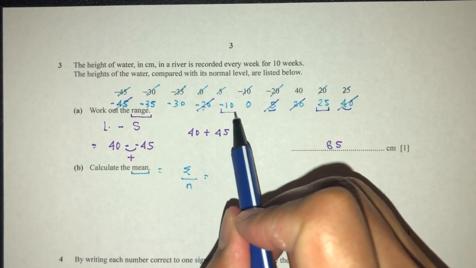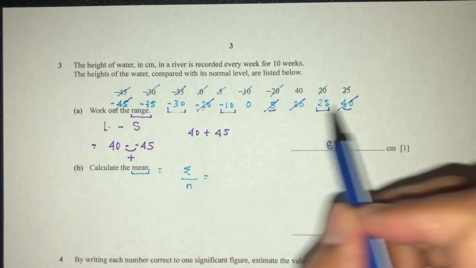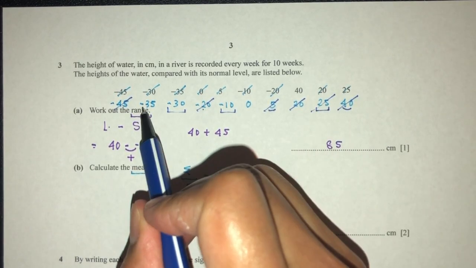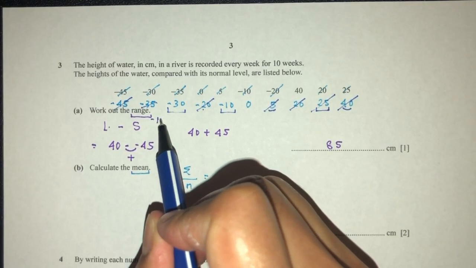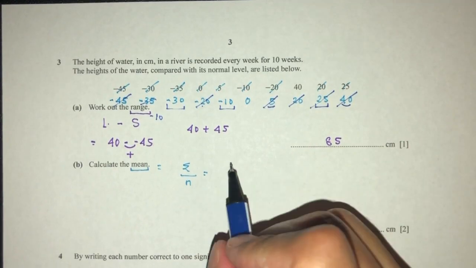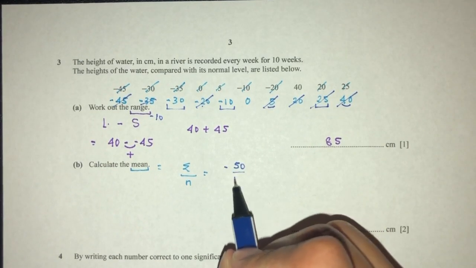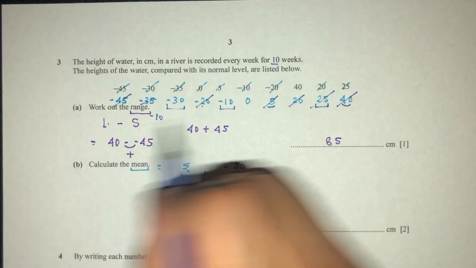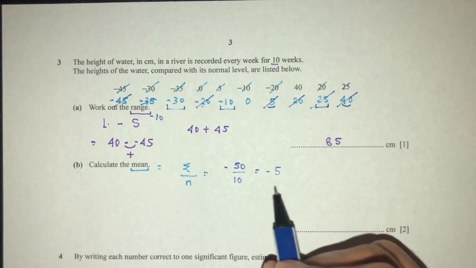And here we have minus 10, and this and this. So 25 goes in this one. We have remaining minus 10. So here we have minus 10, minus 10, minus 30. That will be minus 50. Divided by the number of numbers, we have 10 numbers here. That will be minus 5 as your answer.